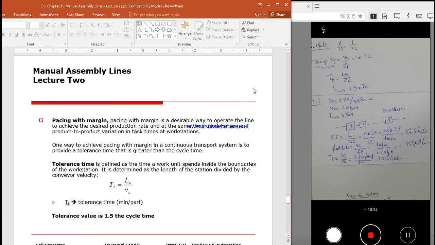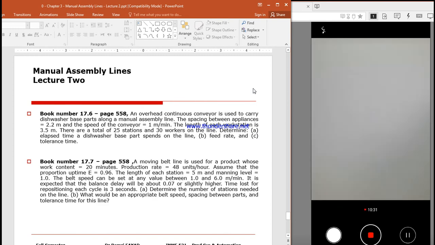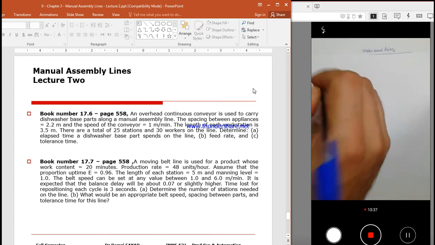This is 17.6. Now we're going to consider problem 17.7.